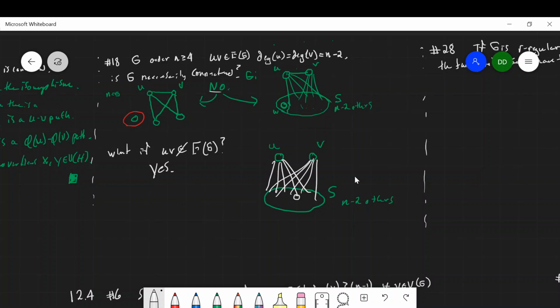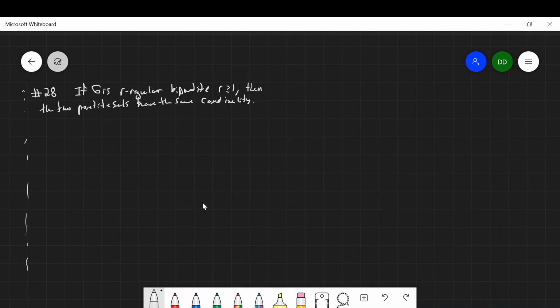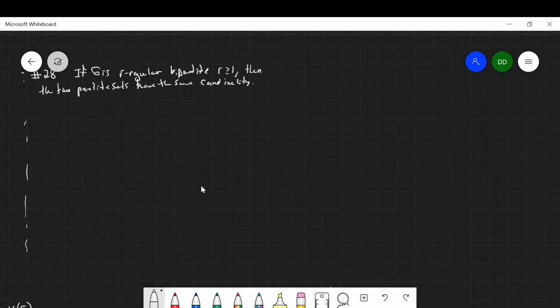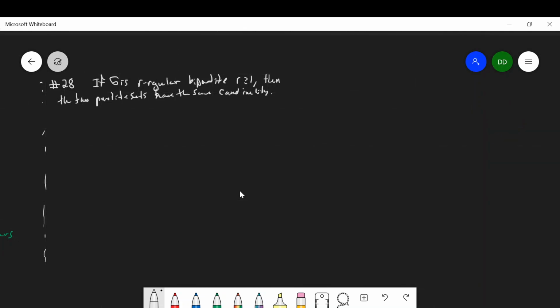All right, moving on. If G is an R-regular bipartite graph, then the 2 partite sets have the same cardinality. So for this one, you might try just drawing some R-regular bipartite graphs and maybe trying for a proof by contradiction, assume they don't have the same cardinality. Just try and make it work, right?